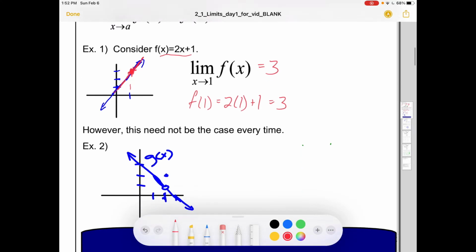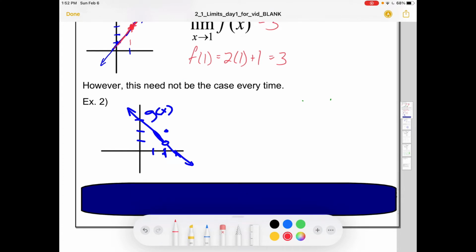The sly thing about limits is that this doesn't need to be the case every time. So here's a weird function called g of x.